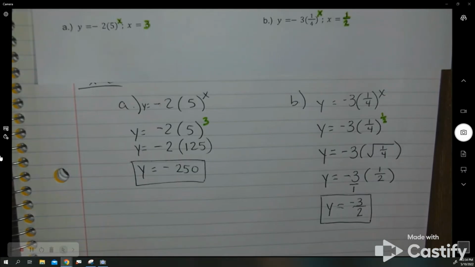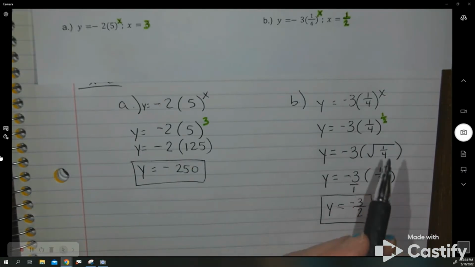So if we had to the 1/3 power, remember we could have taken the cube root of the fraction inside and then multiplied by negative 3. So you just have to remember those rules we talked about with our exponents. That will make things a little bit easier for you on these.